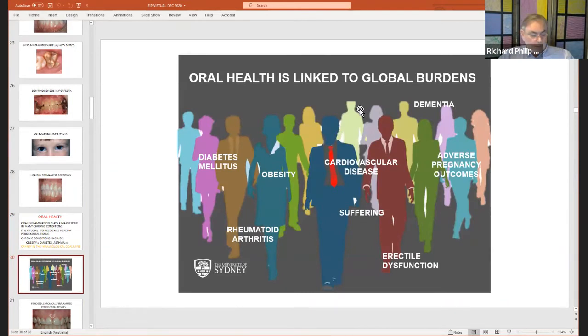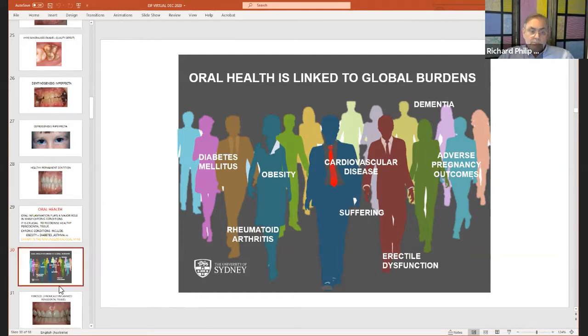oral health is linked to global burdens in many areas. We know diabetic control is affected by poor periodontal health. Obesity is influenced, rheumatoid arthritis, cardiovascular disease, a lot of work on that. Imagine if you've had a renal transplant and your propensity for cardiovascular disease after that. You've just got to have really good oral health. And what renal transplant unit has a full-time oral health setup to maintain those patients? I doubt very many, I mean, very few have them. Adverse pregnancy outcomes, and more recently erectile dysfunction with long-standing periodontal disease.